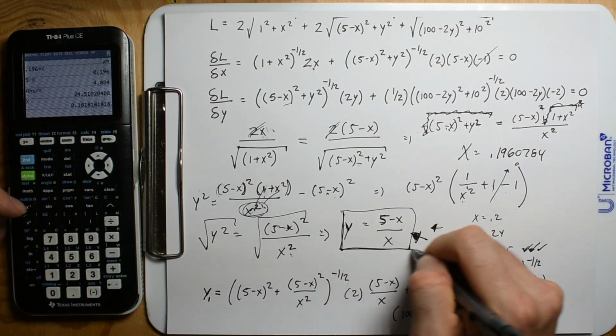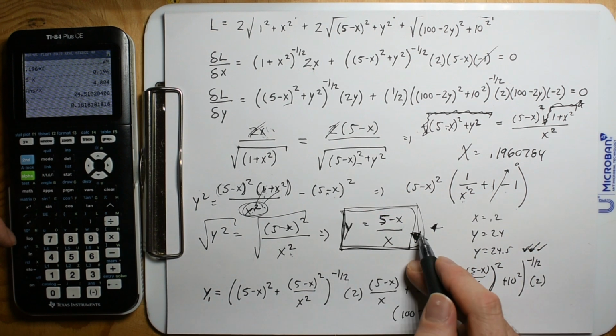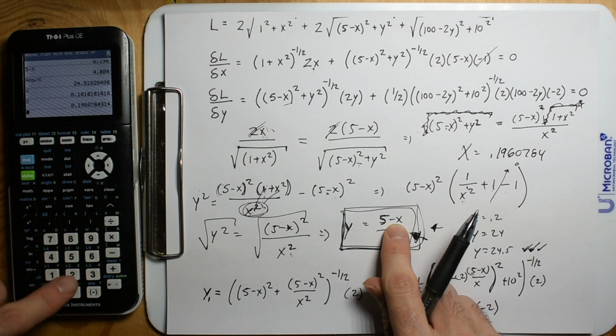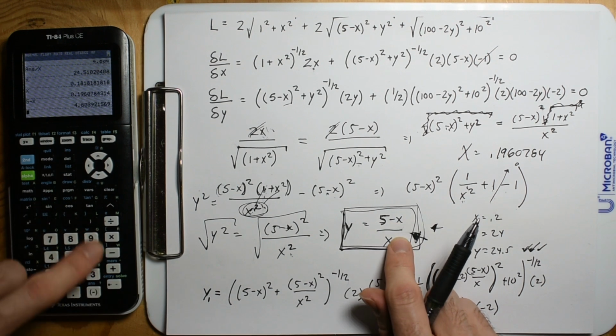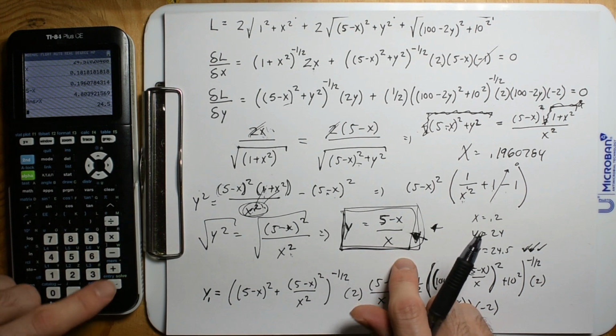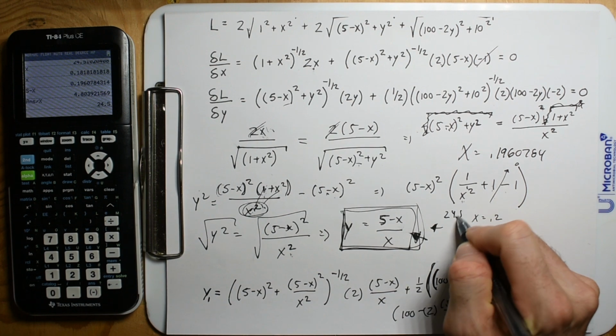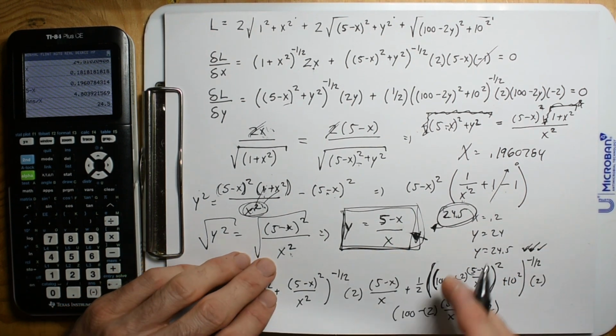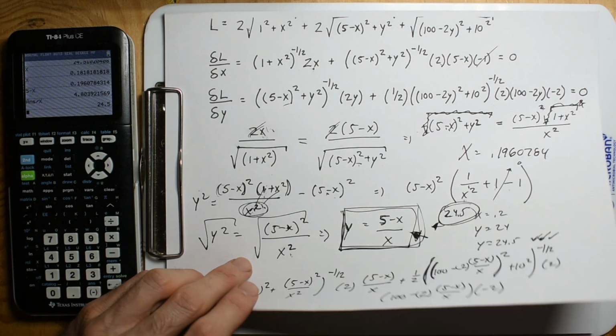Okay, yeah, we definitely know we have this relationship between y and x. We just found x. It's 0.196. So let's throw it into here. So we have 5 minus x divided by x. And that gives us 24.5. So now we know our optimization. Our optimization is when y is 24.5 and x is 1.96.